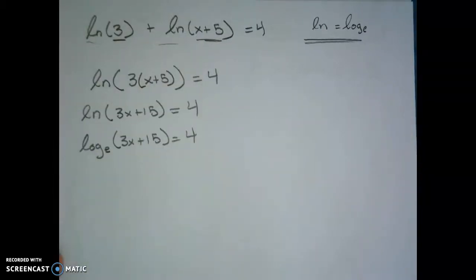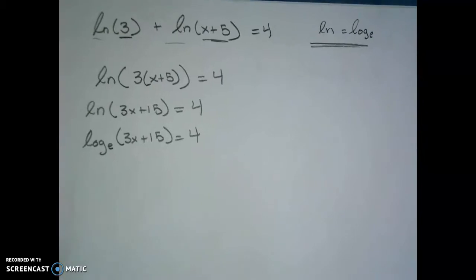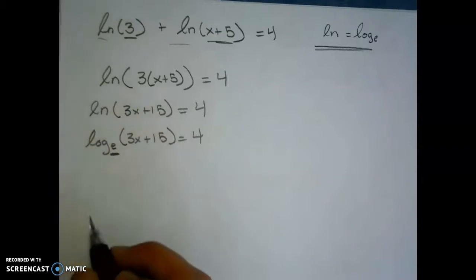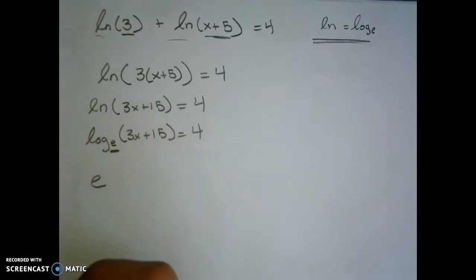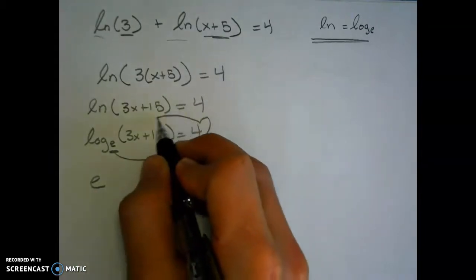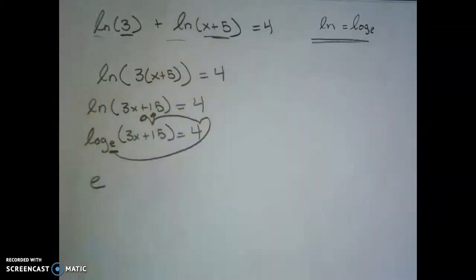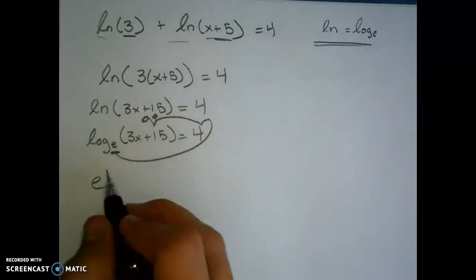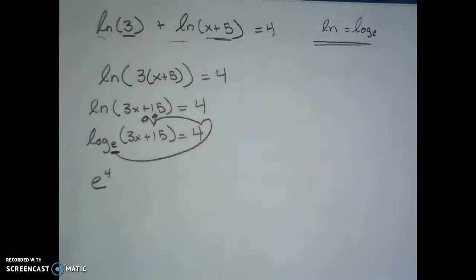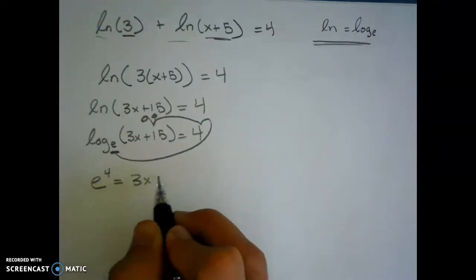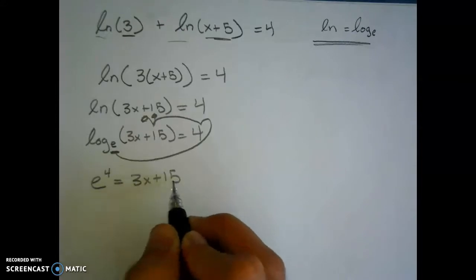Now I can use my log snail. I'm going from a log to an exponential, so I always start with my base. So I have e here. Now I make my log snail, go to here, make my snail. The next thing that it touches is this 4 here. So it's e to the 4th, and this is going to be equal to 3x plus 15.